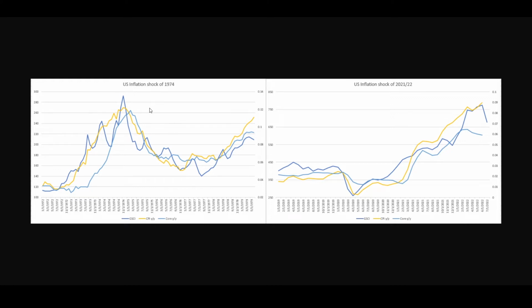But if we just have a look at those charts, we may find that something that happened back in the 70s right now has a kind of repeating pattern getting into recent months.